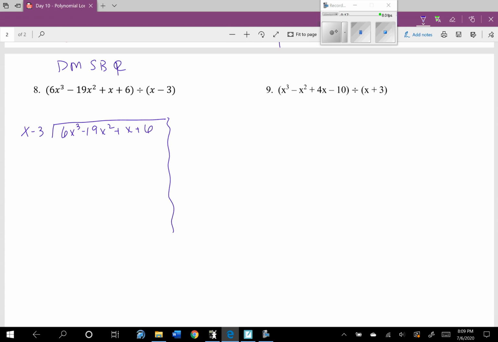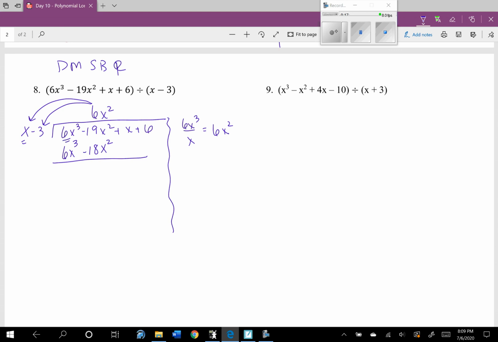So D stands for divide the first terms. So 6x cubed divided by x gives me 6x squared. This is quadratic, so it goes above the quadratic terms. M stands for multiply, so I multiply this times each of these and then line them up. 6x squared times x gives me 6x cubed. 6x squared times negative 3 is minus 18x squared. And then we are going to subtract.